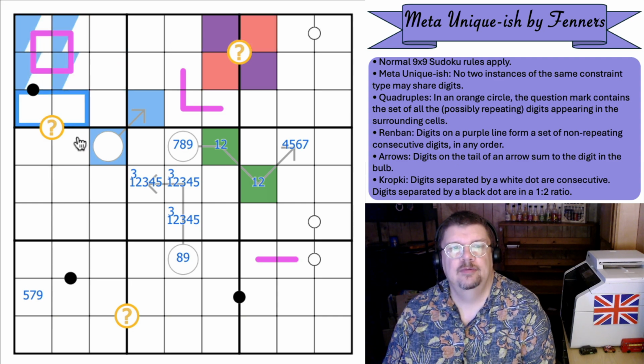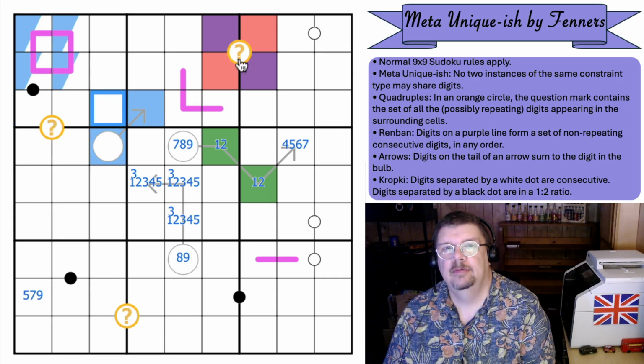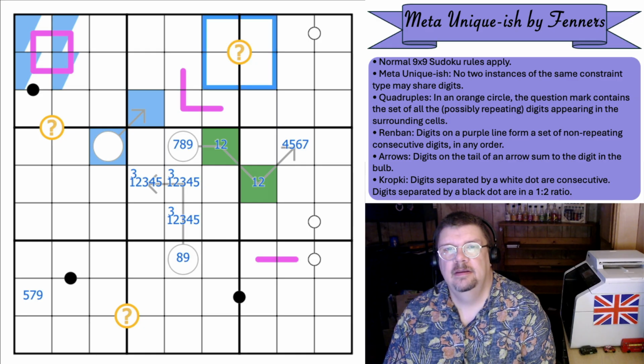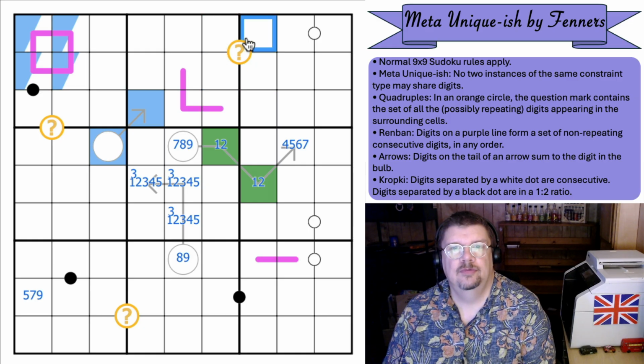Well, it's not allowed to go onto the other quadruple, so it must go there. But where would red go in this box? Well, it can't go in any of those. It's not allowed to go on the other quadruple, so it must go there. So that means that that would have to be both red and purple. So this cannot be a 2-2. So there's not two repeated digits.